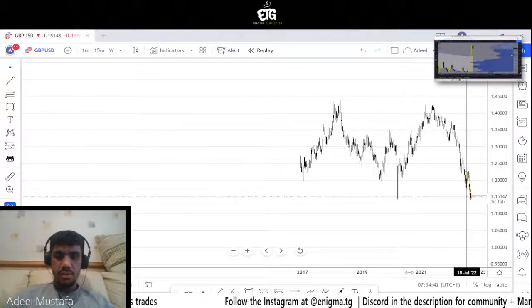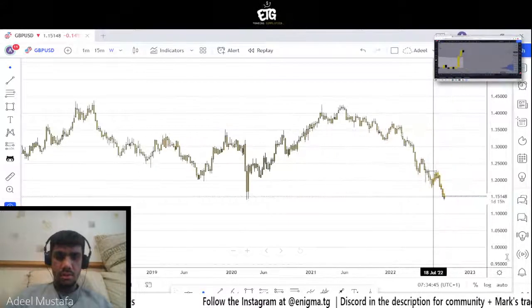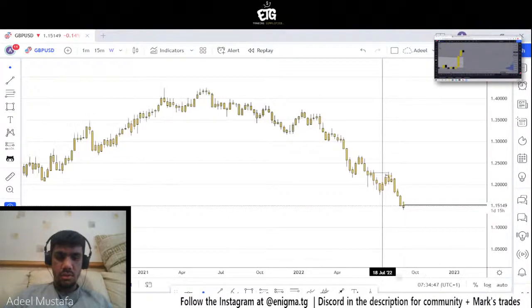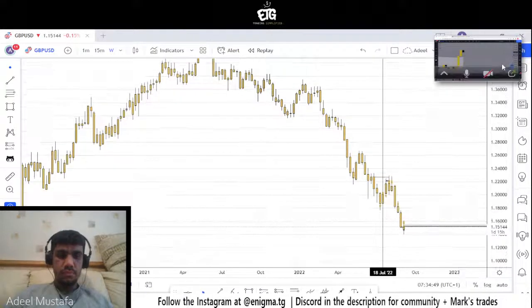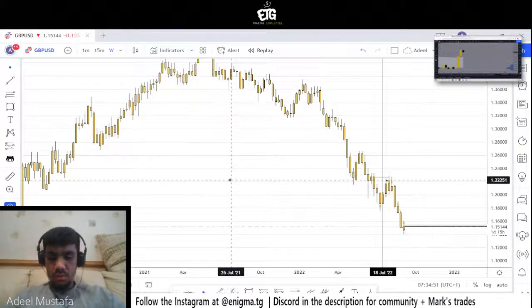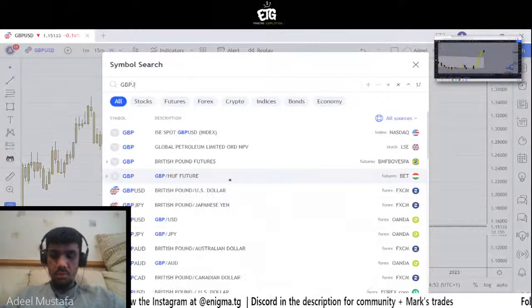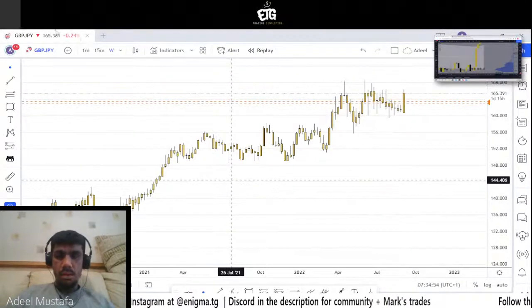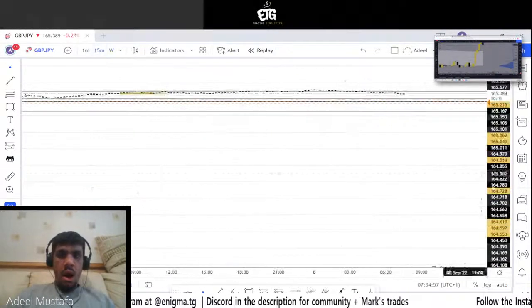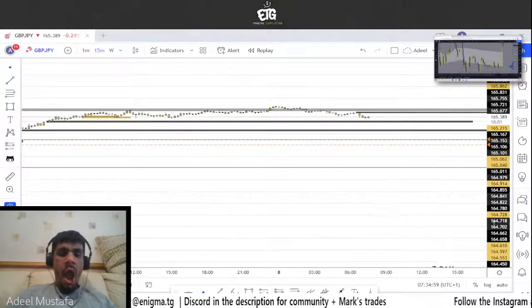Like I said on my story, the fact that the US dollar has been increasing so much doesn't help the pound's cause, but the change in prime minister and all that drama didn't really help it either.